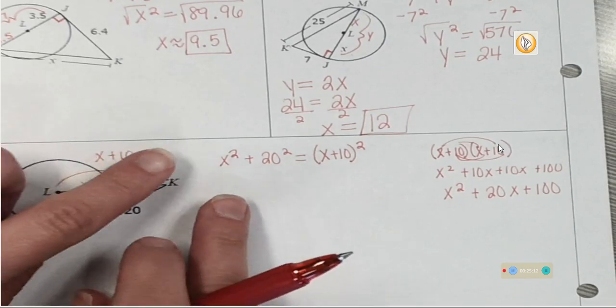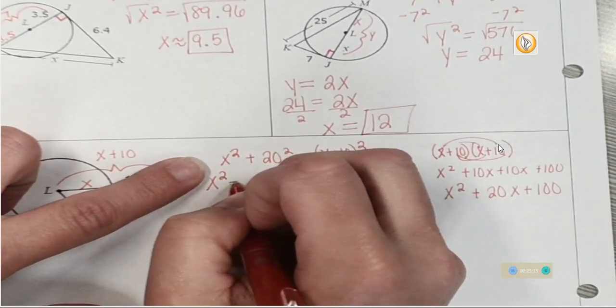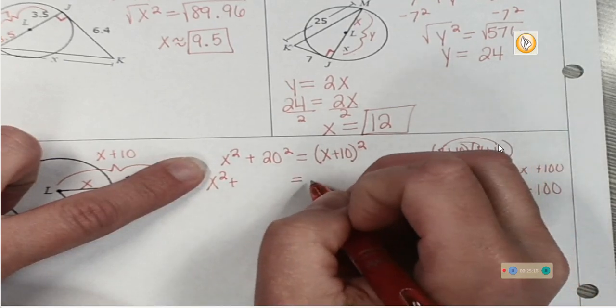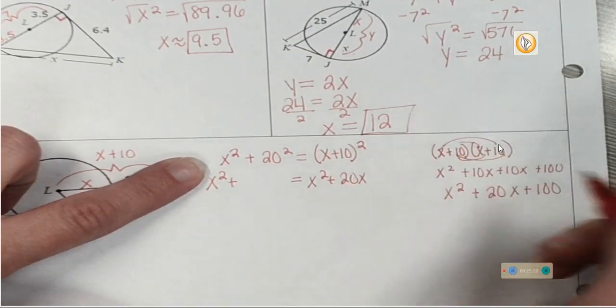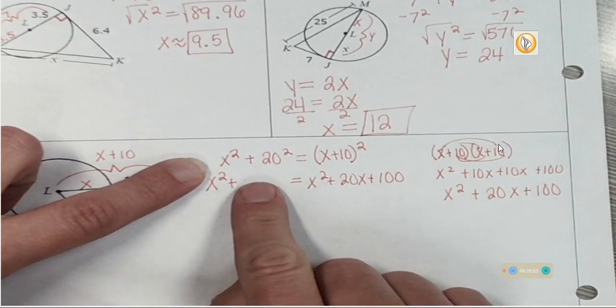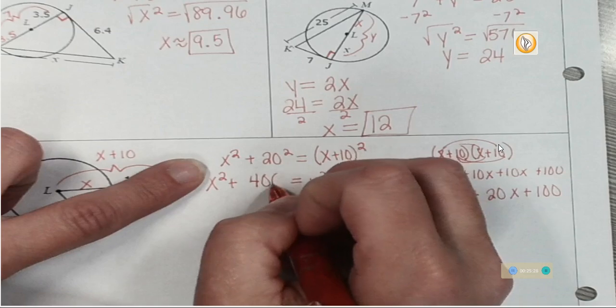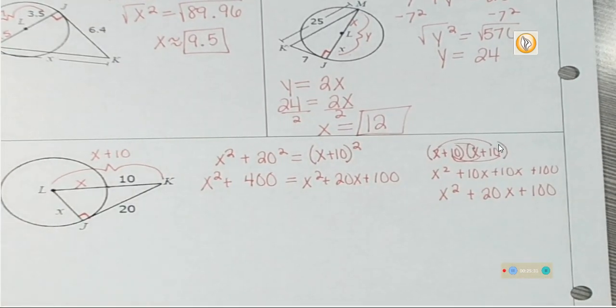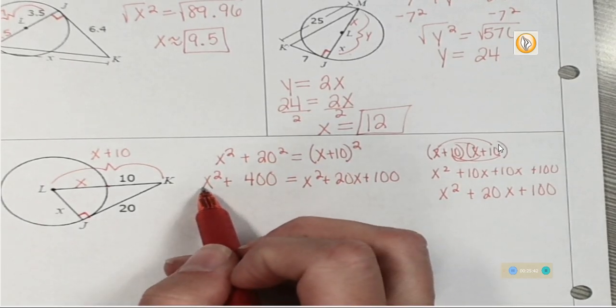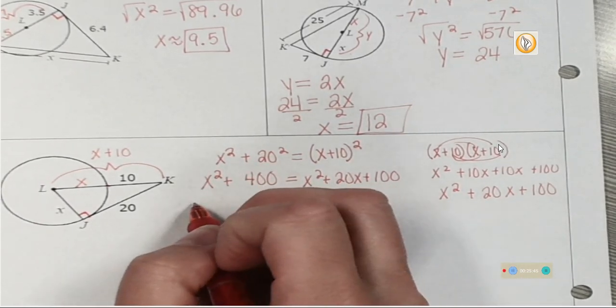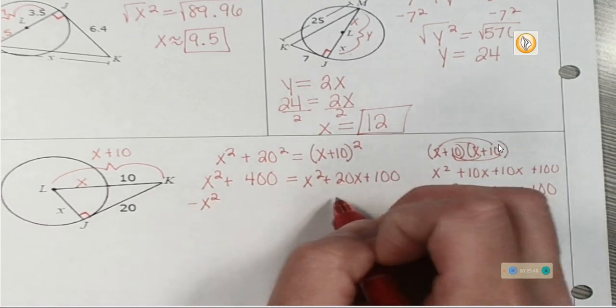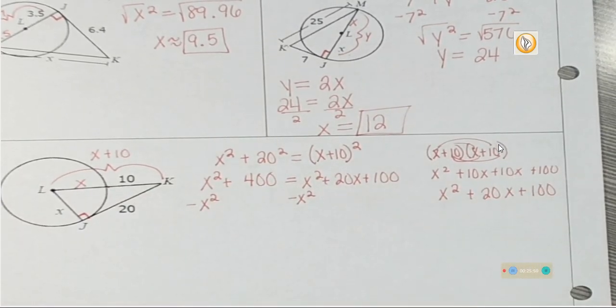Okay, so let me go simplify this. So I've got x squared plus, because I'm using regular numbers over here, I'm just going to go ahead and turn that 20 squared into a regular number. What's 20 times 20? 400. Now, you're already looking at this panicking and thinking, that's it, I'm going to have to do the quadratic formula. Well, let's see what happens. Try to get your x squareds on the same side. So, let's move this x squared over. What's the inverse of positive x squared? Negative x squared.